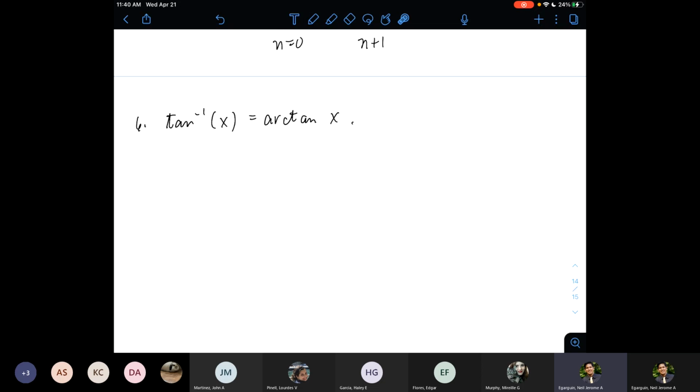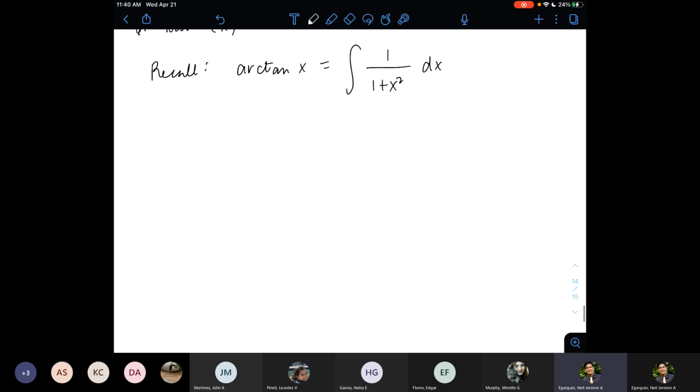Thankfully, we don't have to buy those tables of values for these transcendental functions. So arctan of x. Now, how can we relate arctan of x to the basic forms of functions that we have earlier? Well, you can recall that arctan of x is actually the integral of 1 over 1 plus x squared dx. Agree? Right, so this is our basic integration formula.